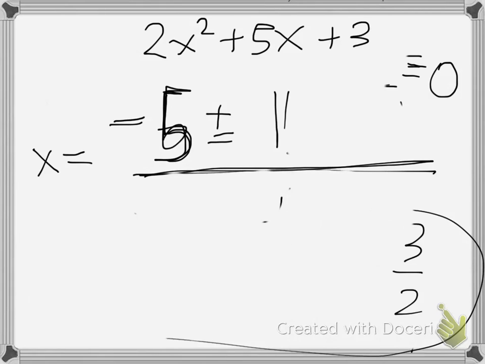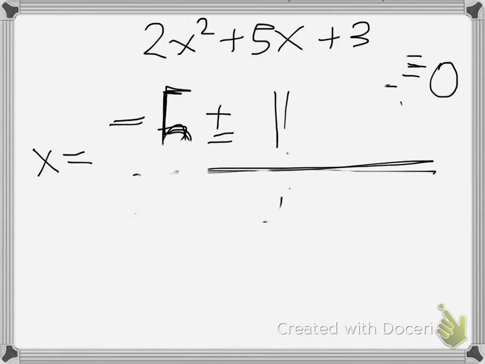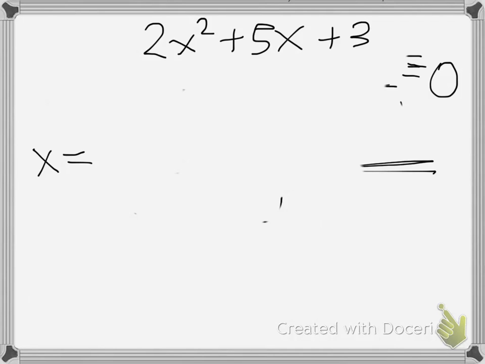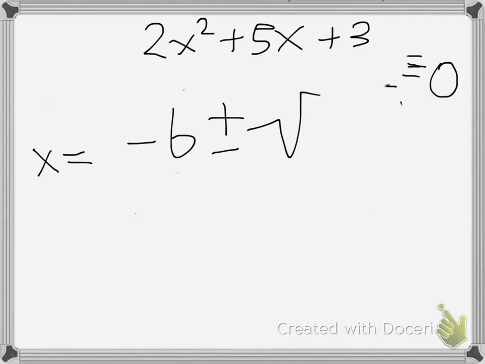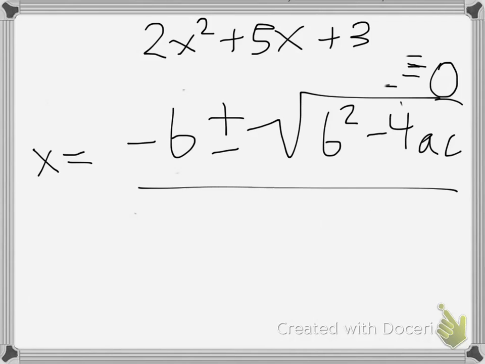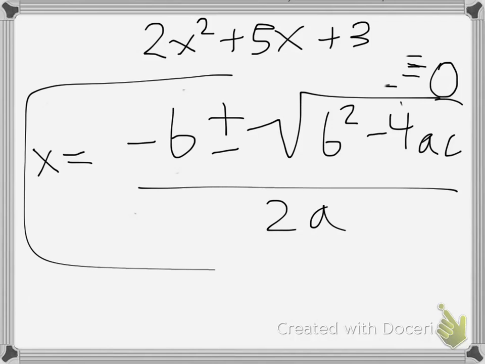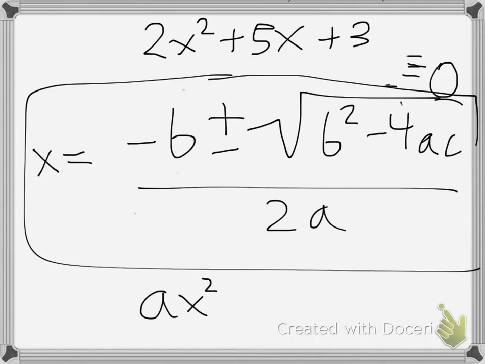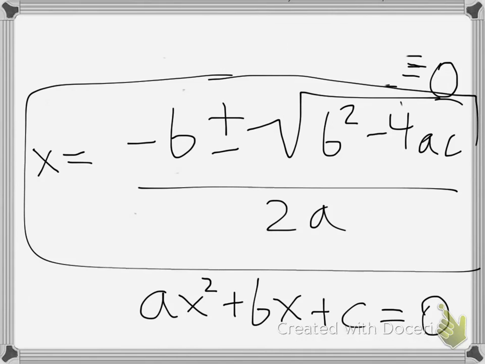So that's how you solve quadratic equations using the quadratic formula. Let me write it again just so you can memorize it. b squared minus 4ac over 2a. So this is the quadratic formula. And remember, it's for equation form ax squared plus bx plus c equals 0. So that's how you solve any quadratic equation using the quadratic formula.